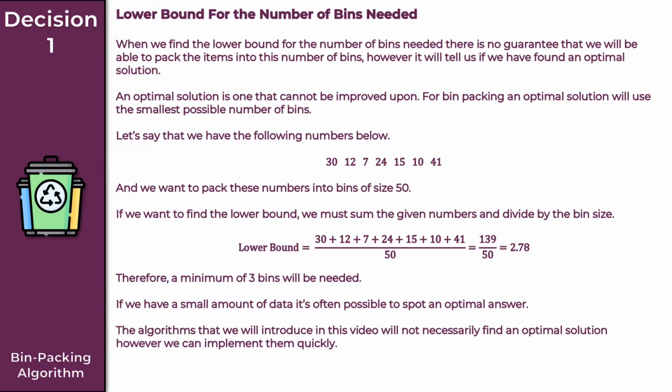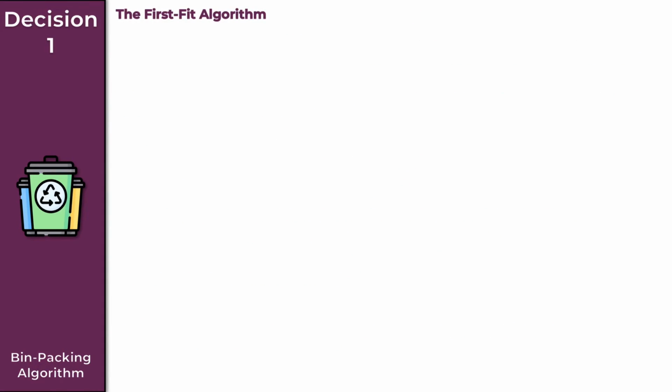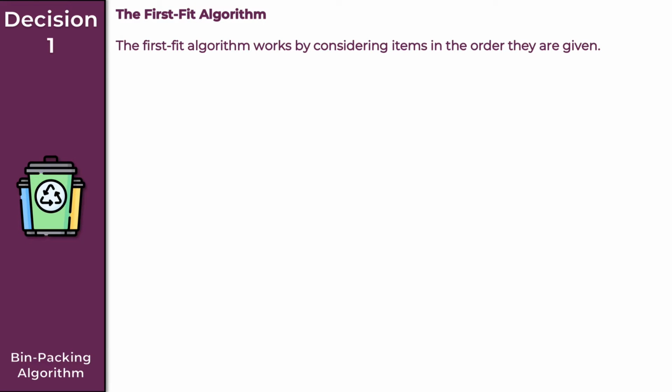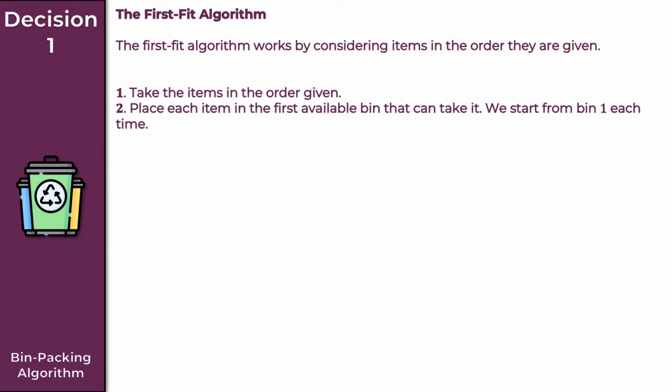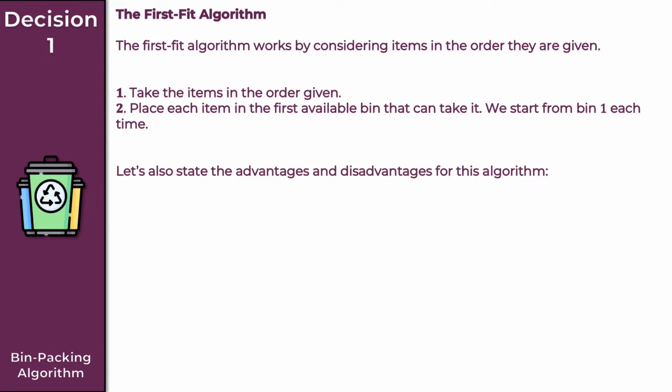Now let's quickly run through each individual algorithm. To get us started, we have the first fit algorithm. The first fit algorithm works by considering items in the order they are given. So for step 1, we take the items in the order given. And for step 2, we place each item in the first available bin that can take it. Just note that we start from bin 1 each time. And as we mentioned in the introduction, we also need to know the advantages and disadvantages of each individual algorithm. In this case, just the one advantage, and the advantage is that it's easy to implement.